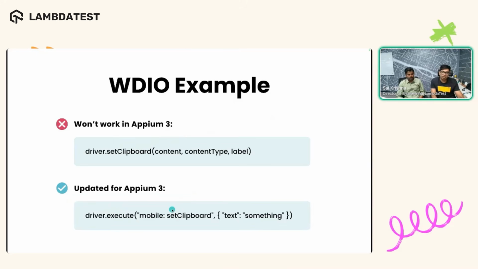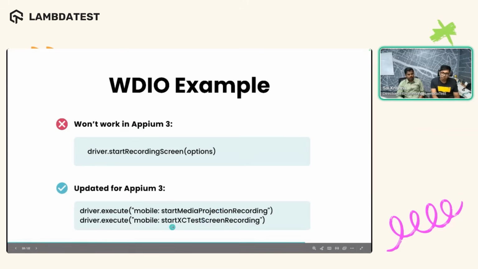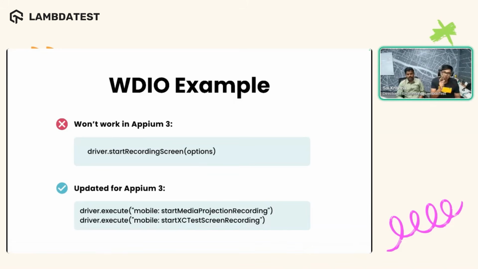There are a bunch of commands similar to this, like start recording. This is what Srini was talking about. So startRecordingScreen will not work for you. You basically need to say mobile: startMediaProjectionRecording and start XCTest screen recording. XCTest screen recording is more focused on iOS, and startMediaProjectionRecording is more for Android. And all of these, now that we know that for WebDriverIO we have to change.